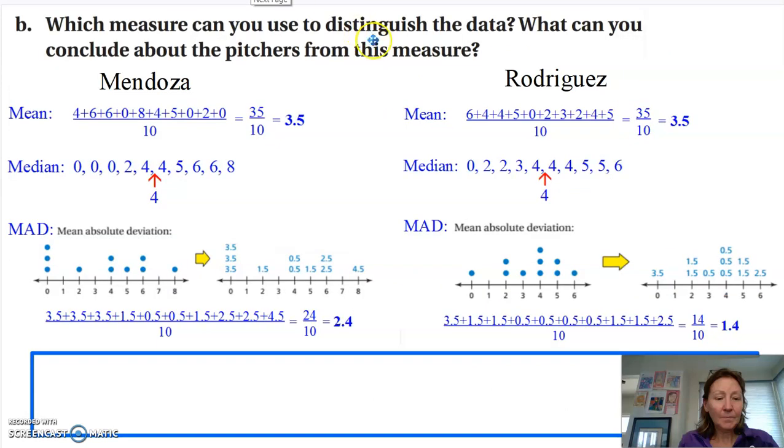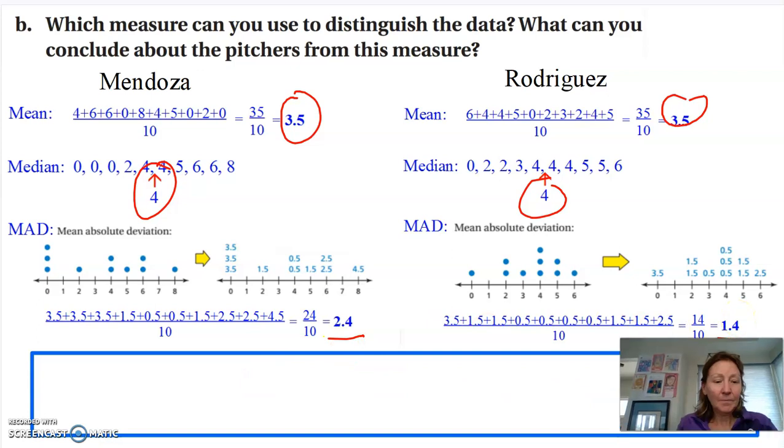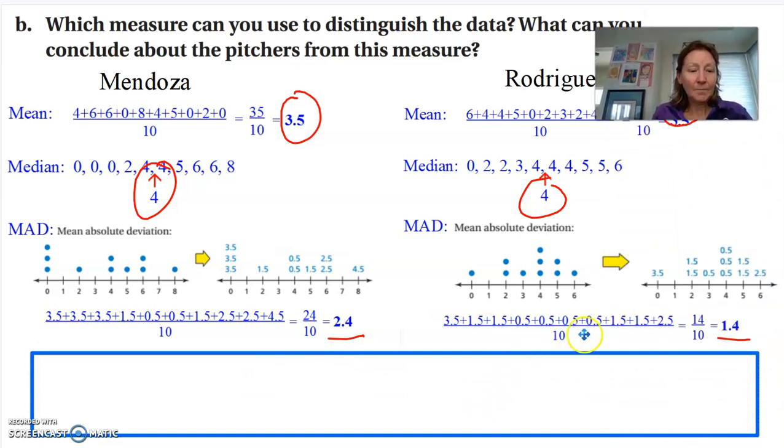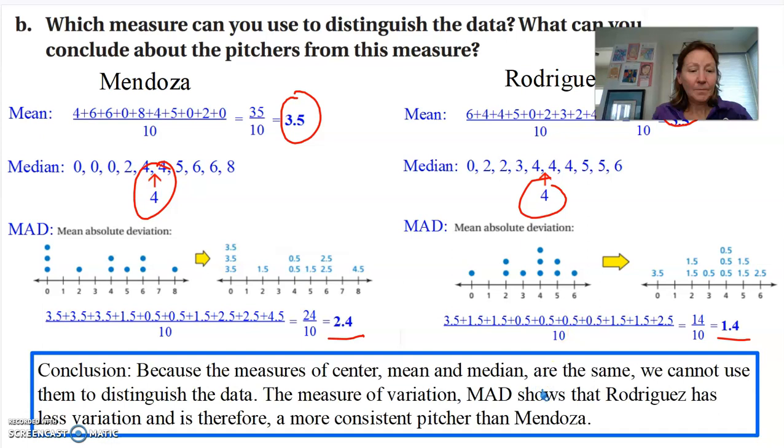So the idea, here's all of our data, right? So it turns out that the mean was the same. The median was the same. But now we've got the MAD is 2.4 for Mendoza and 1.4 for Rodriguez. Right? So here's what we can finally come up with some kind of a conclusion here. Because the measures of center, the mean and the median, are the same, they don't really help us distinguish anything, but the MAD shows that Rodriguez has less variation, right? The smaller the number, sorry, over here, the smaller the MAD, the more consistent.